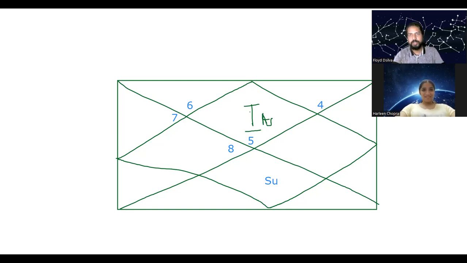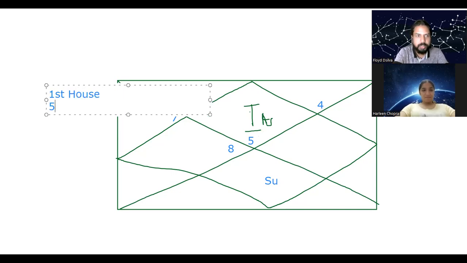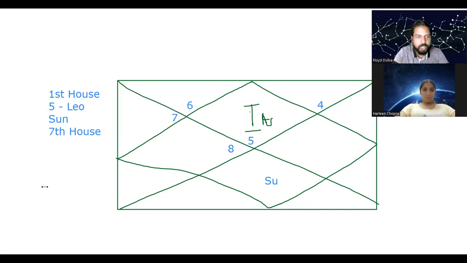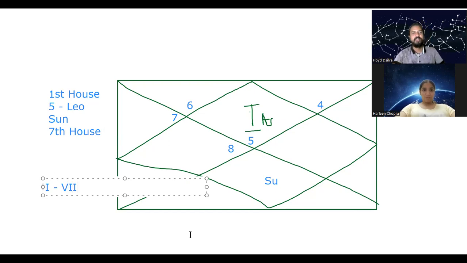So let me see what is going on. Okay, so first house, let me write these things. So we took first house. What was the sign? Leo, number 5. What was the ruler? Sun. Where is the Sun? 7th house. So we can say that first house ruler is sitting in the 7th house. 1-7 in Roman numerals.